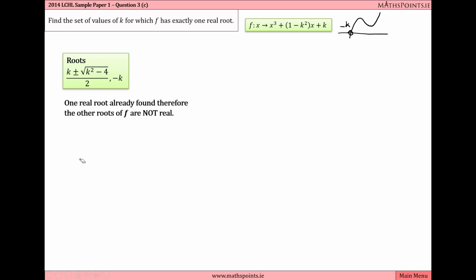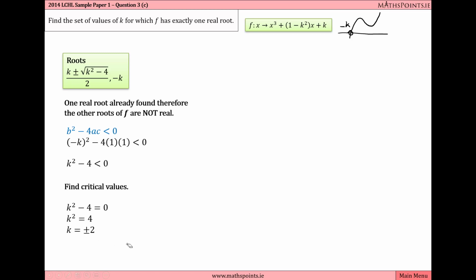And if they're non-real roots, then their discriminant, k squared minus 4, is less than 0. We've already calculated the b squared minus 4ac to be k squared minus 4. And so this has to be a negative number, less than 0. To solve this quadratic inequality, we're going to find the critical values by letting k squared minus 4 equal 0. If k squared minus 4 equals 0, then k squared is equal to 4, and k is equal to plus or minus 2.